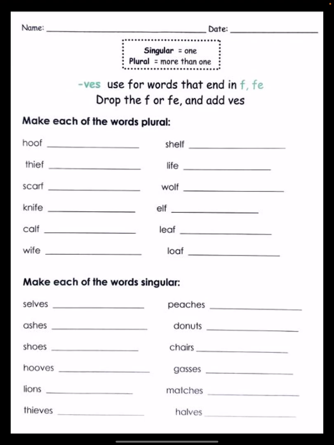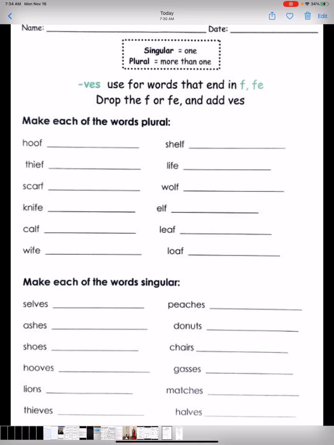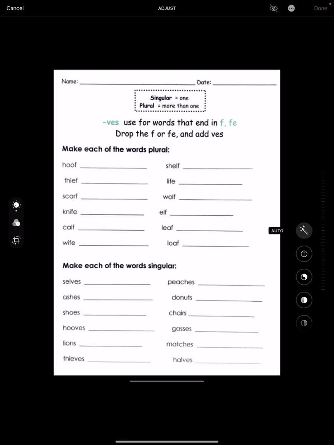So we've talked about how most words end in S, but there are some weird words with weird endings. We've already talked about if they end in X, SS, CH, SH, Z, or S, that we add an ES to the end of the noun to make it plural. And now we're going to talk about what happens to make it plural if a word ends in F or FE. Just a reminder, singular means one and plural means more than one.